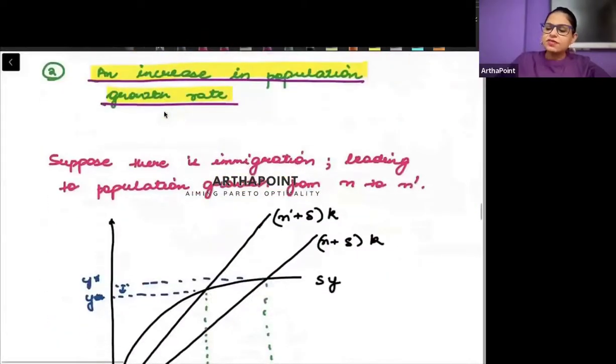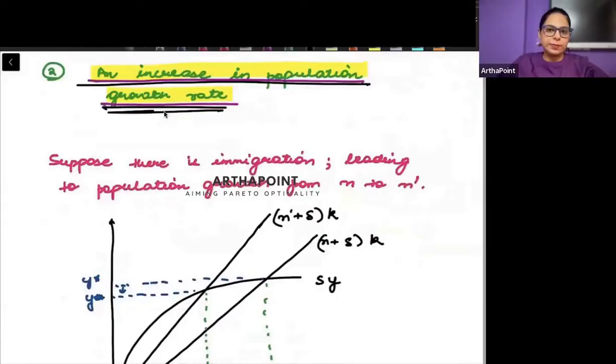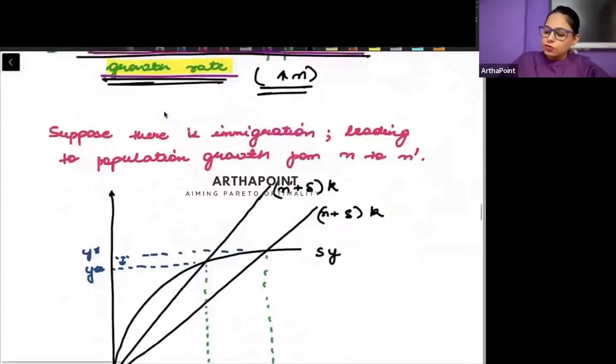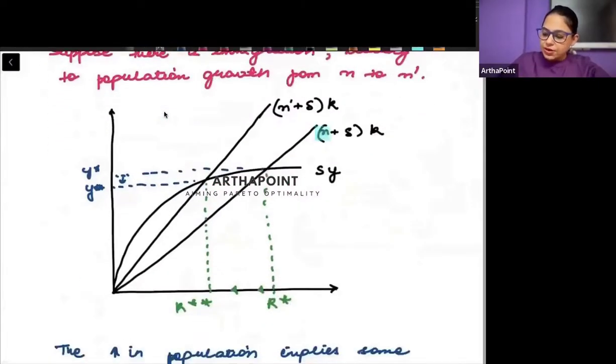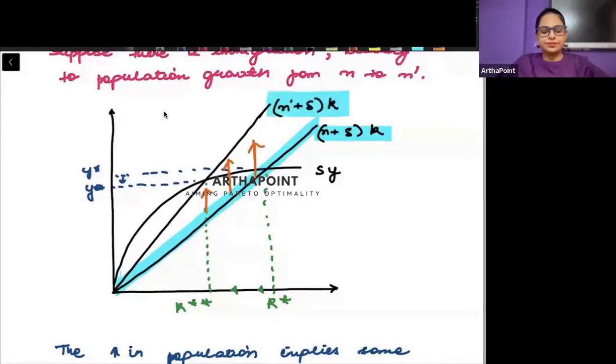The second thing that we can look at is an increase in the population growth rate. That means an increase in the value of N. Now, if you notice, the N value is depicted through this curve. This curve represents N. So when there is an increase in the value of N, this curve will shift upwards. This curve will shift upward. And you notice that this is what it represents, N dash plus delta K.